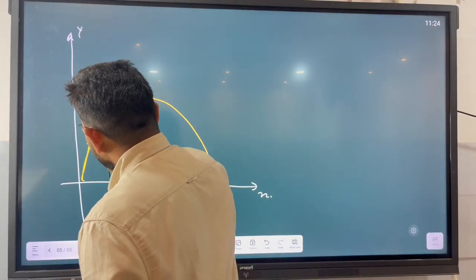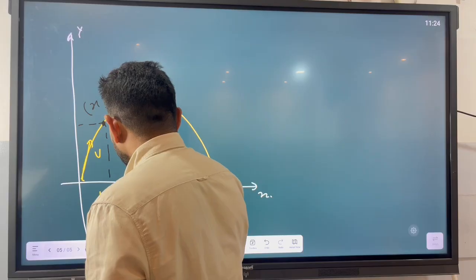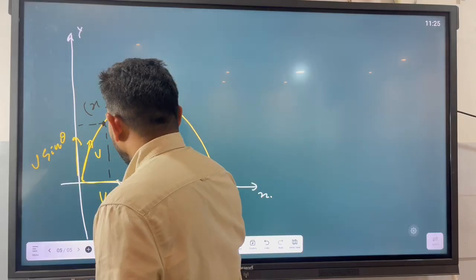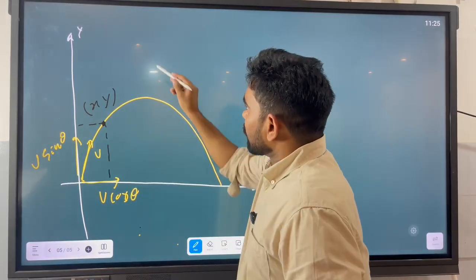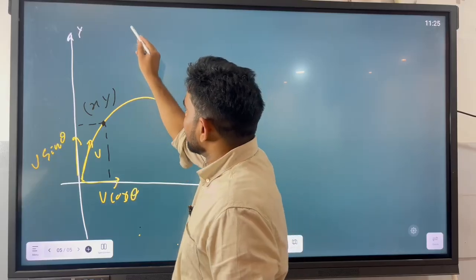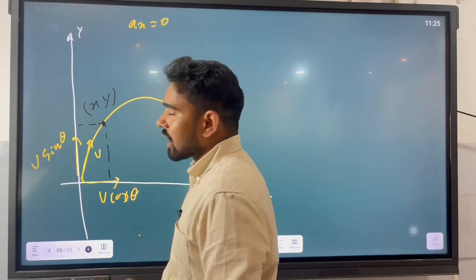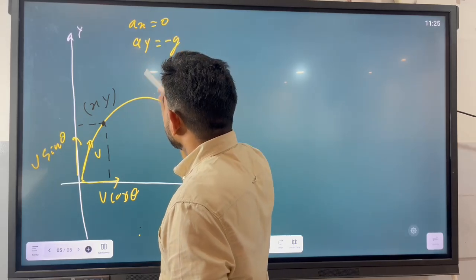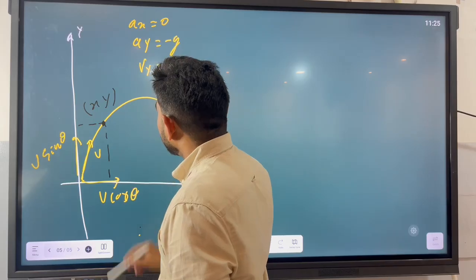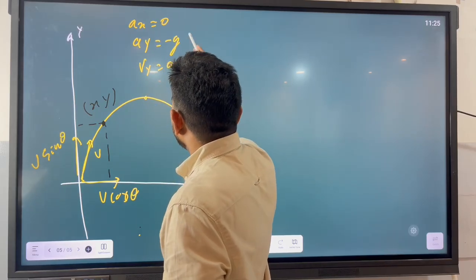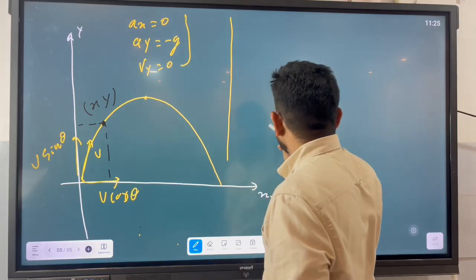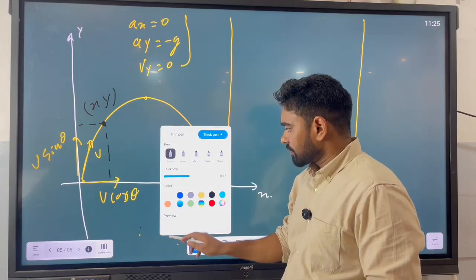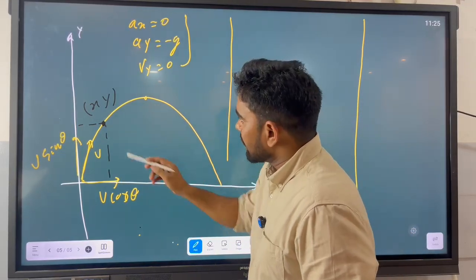Projectile velocity u, and here u cos theta is the horizontal component and u sin theta is the vertical component of the projectile velocity. According to previous knowledge, the acceleration along the horizontal direction equals 0, and the acceleration along the vertical direction is negative g. Velocity at the peak point equals 0, and other parameters are the same as the usual concept. We want to calculate the x and y coordinates.